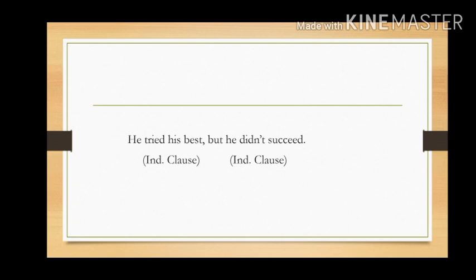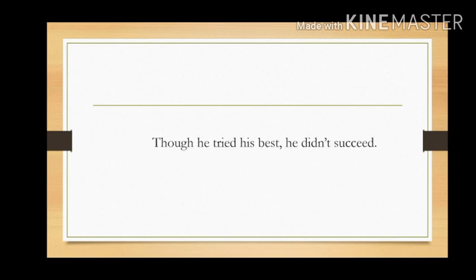We convert it into a complex sentence by using the subordinating conjunction though for the clause showing reason. That is, he tried his best. We can write the sentence like this then. Though he tried his best, he didn't succeed.